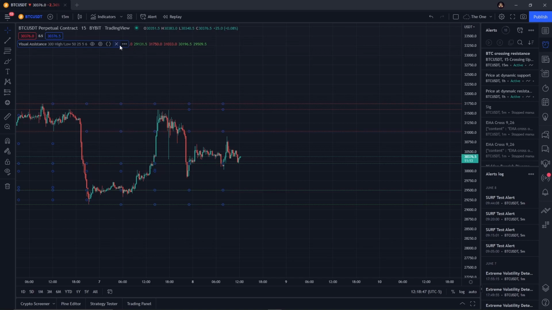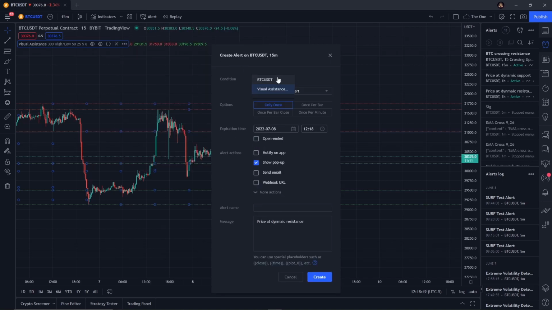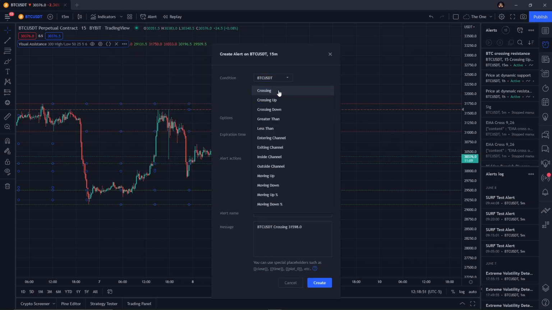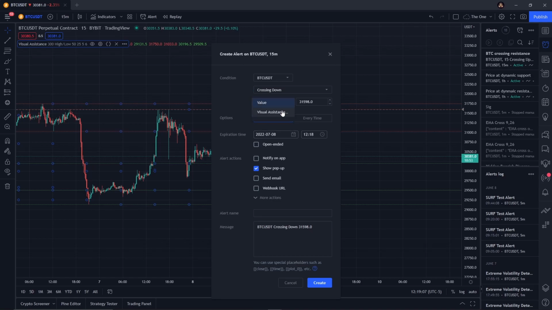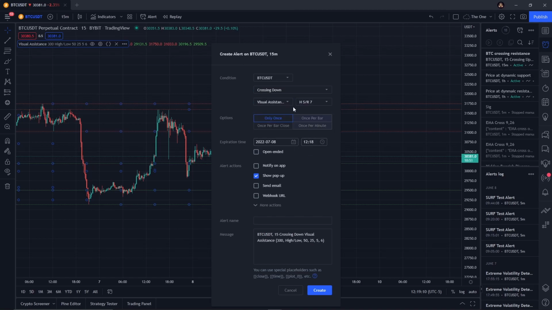I'm going to go here, add an alert. BTC is crossing. Now we're just going to use crossing down, because if we use crossing only, then anytime it crosses that value, you're going to get an alert. So when it crosses down, that means it's gone below the value that we have specified, which is our HSR7, and that is a horizontal support line. So we're going to get an alert when it breaks the support line now.